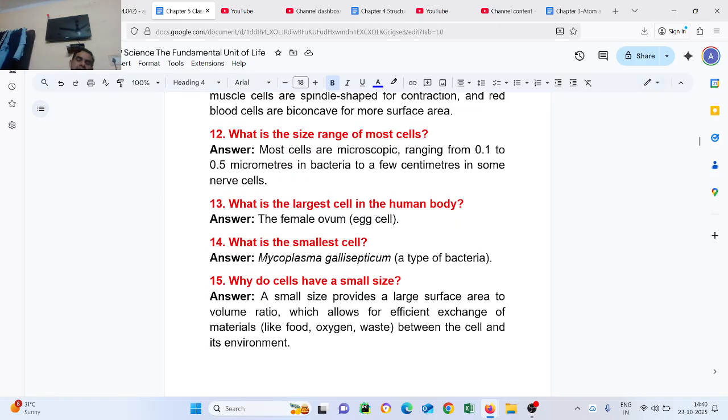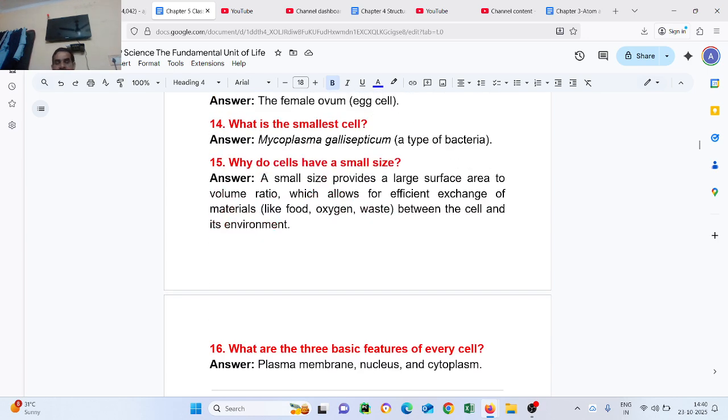A small size provides a large surface area to volume ratio, which allows the efficient exchange of materials like food, oxygen, and waste between the cells and their environment.